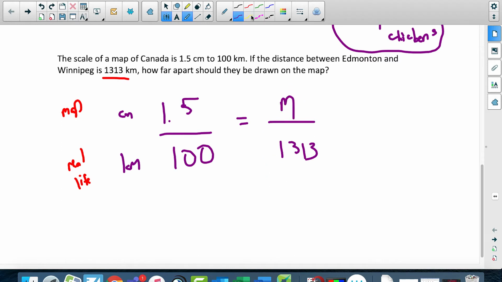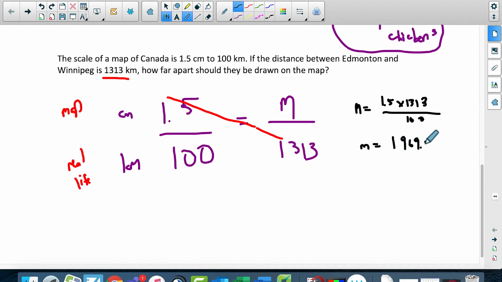So I'll put M. And when we cross multiply this time, we're multiplying these ones together. So M equals 1.5 times 1,313, and then you're going to divide that by 100. So 1.5 times 1,313 equals 1969.5, and you're going to divide that by 100, and if you do that, you'll get 19.695. Why don't we just make it 19.7? So they should be 19.7 centimeters apart on the map.